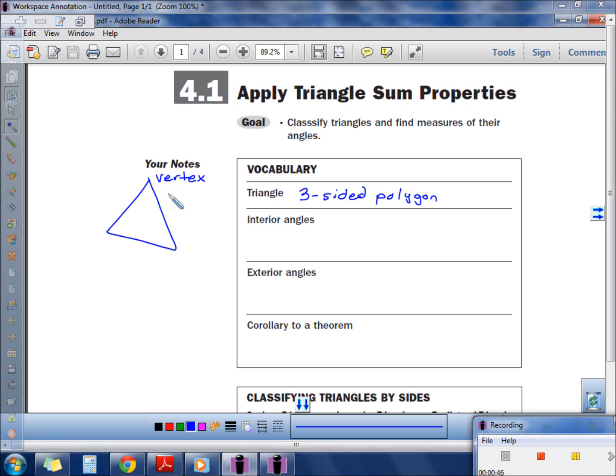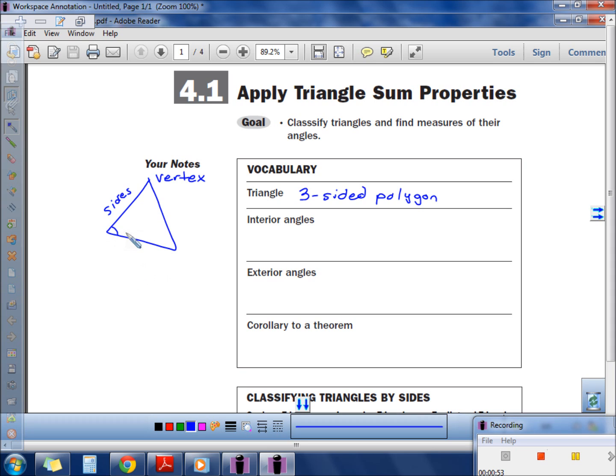Along with our three vertices, we have three sides. So these longer segments are the sides. So we have vertices, a vertex, sides. Those are words you need to be familiar with. We also have three interior angles. So I'll note them with different angle marks.